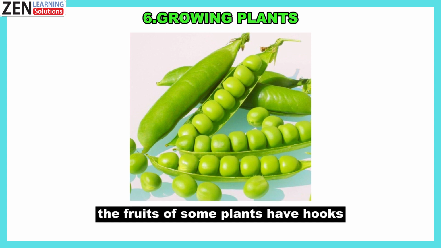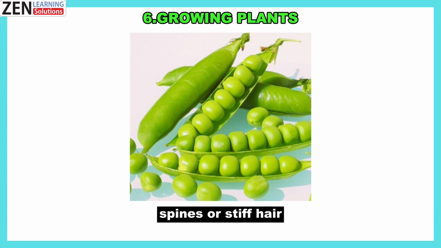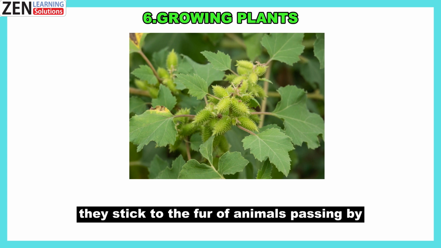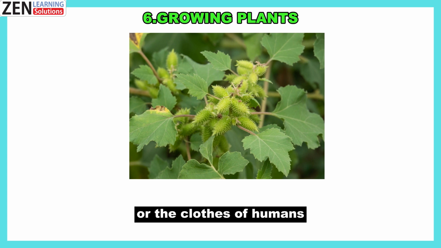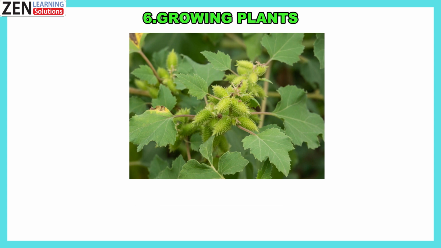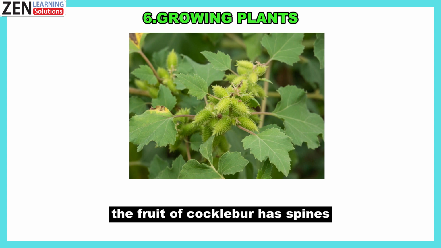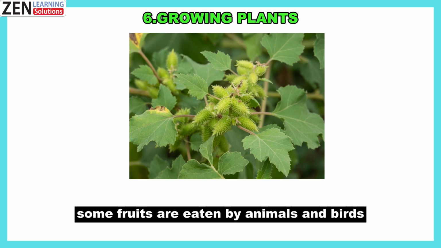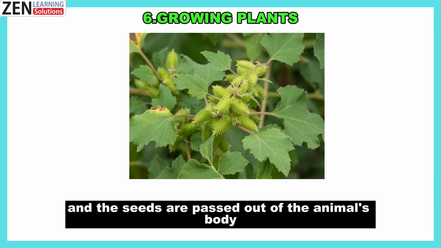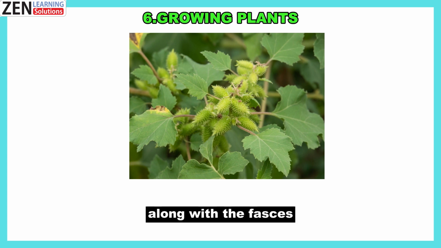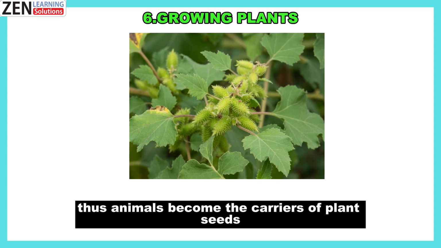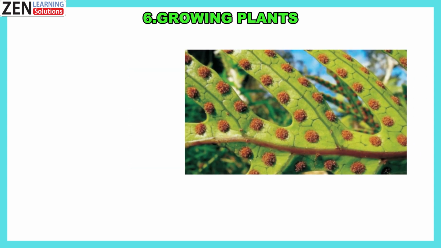The fruits of some plants have hooks, spines or stiff hair. They stick to the fur of animals passing by or the clothes of humans and get dispersed. For example, the fruit of cocklebur has spines. Some fruits are eaten by animals and birds and the seeds are passed out of the animal's body along with the faeces. Thus, animals become the carriers of plant seeds.